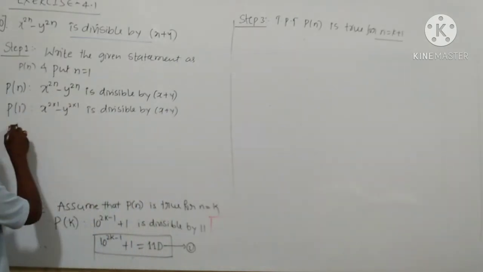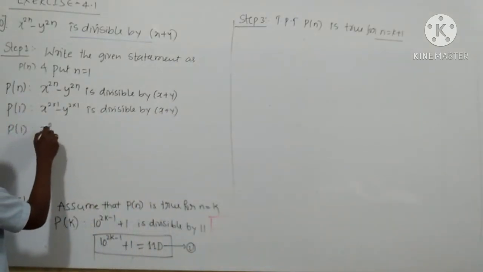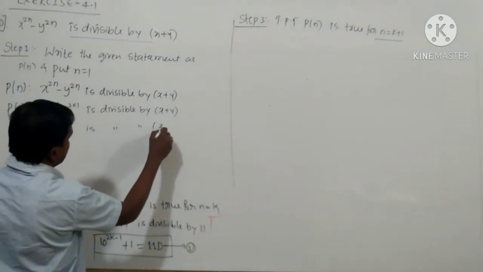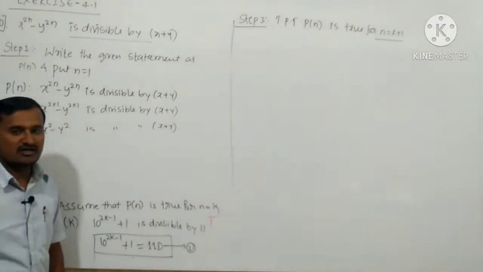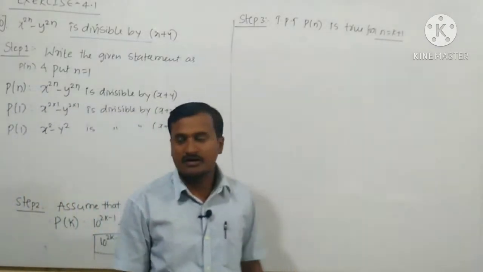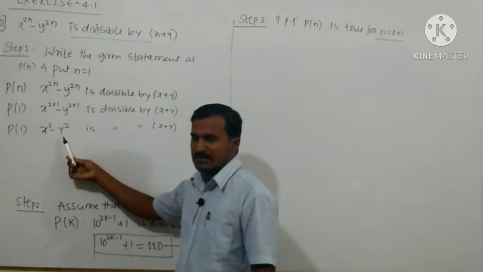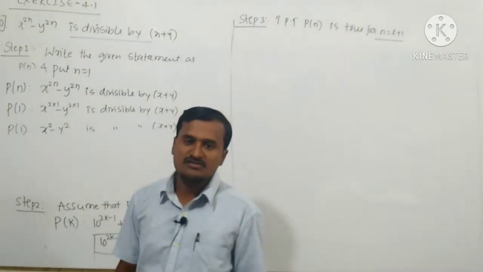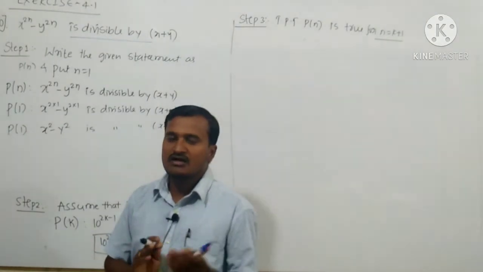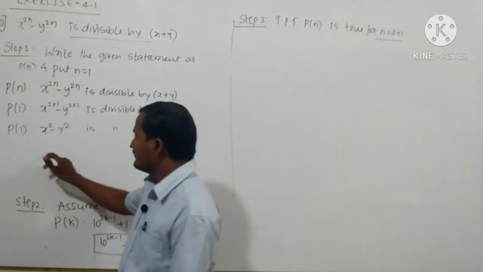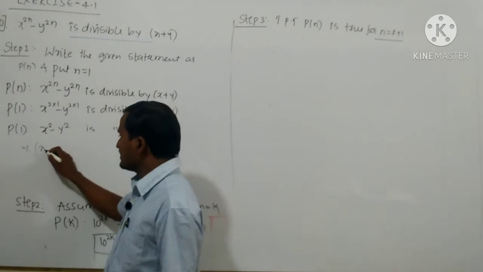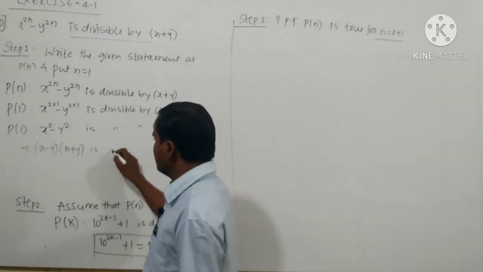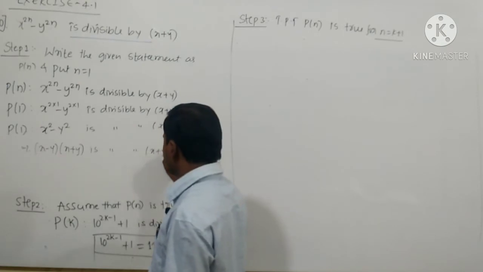So again here it is P of 1 as it is, such that x square minus y square is divisible by x plus y. After replacing the value of n by 1, here you are getting x square minus y square. So you already know the formula of a square minus b square. A square minus b square means a minus b into a plus b. So therefore what it implies, x minus y into x plus y is divisible by x plus y.